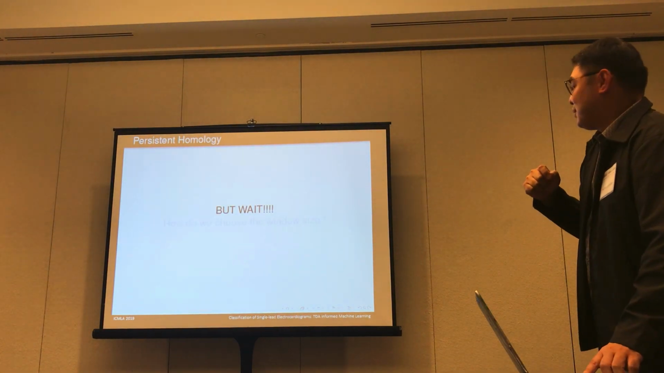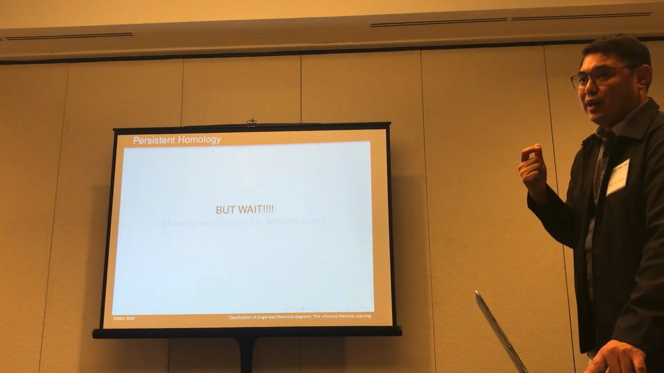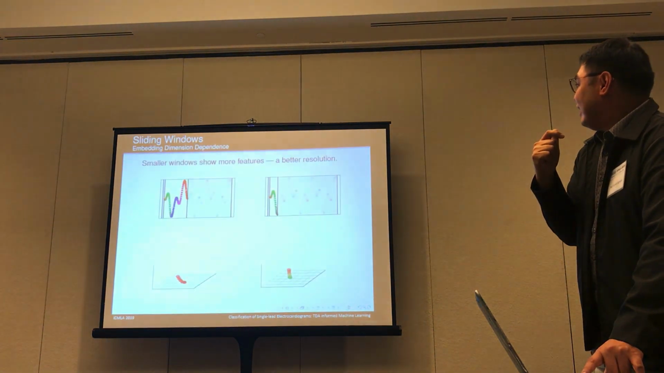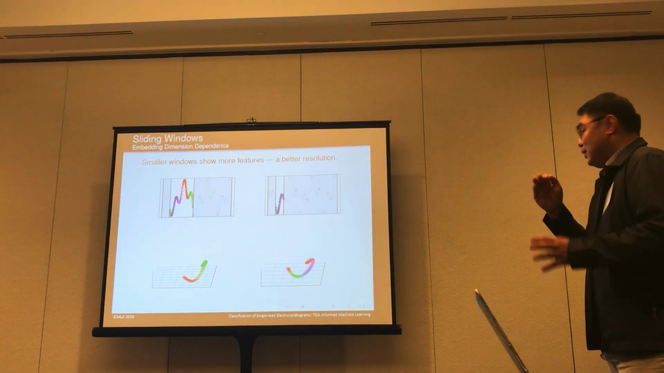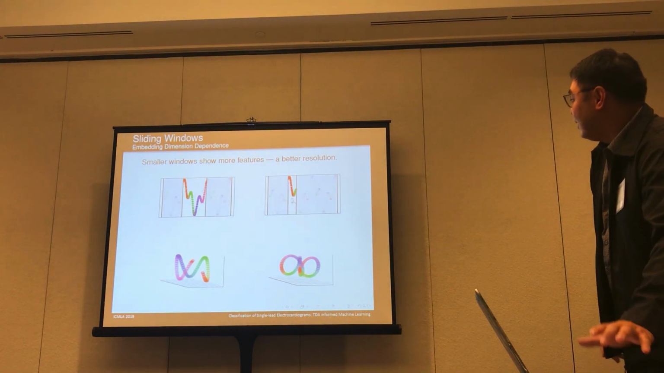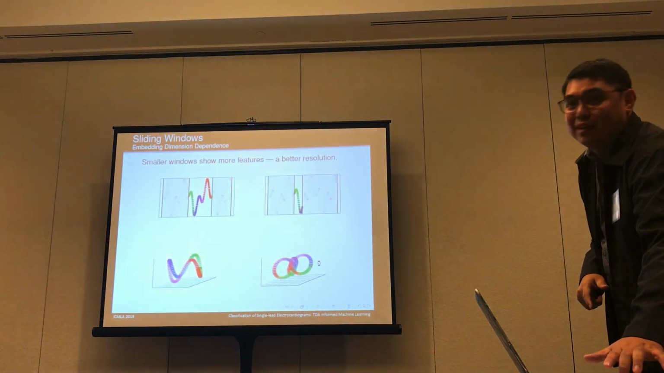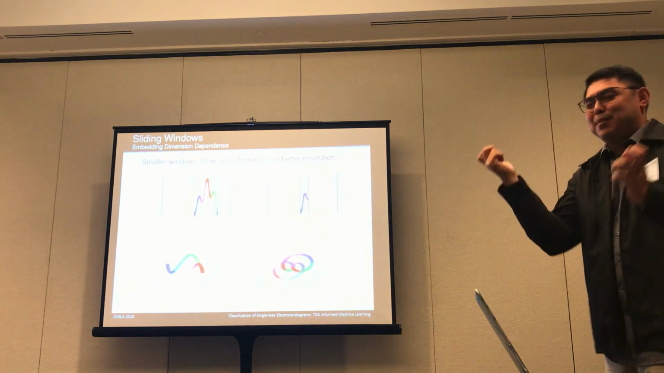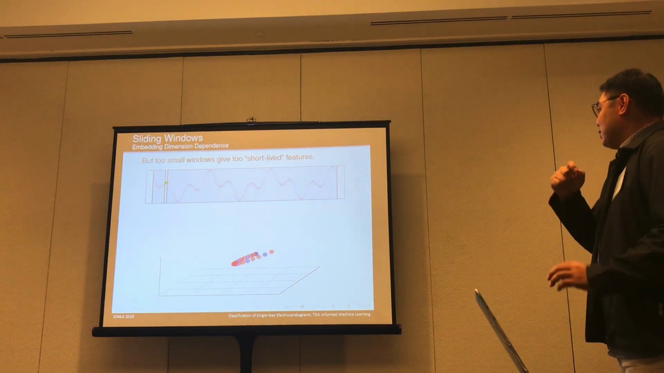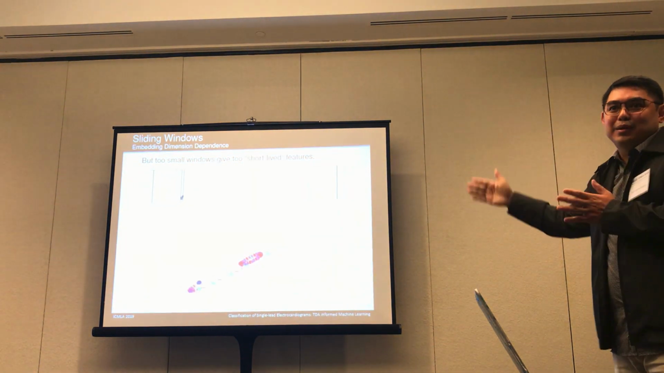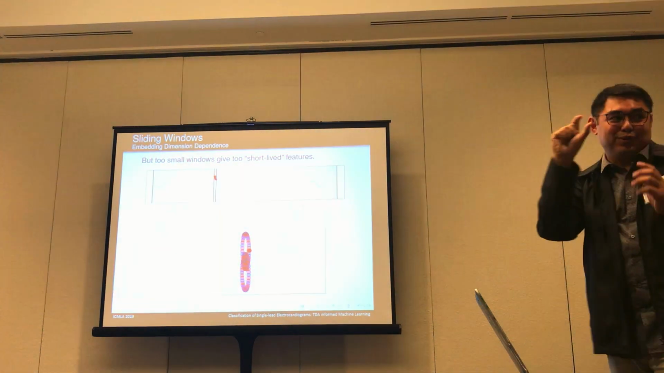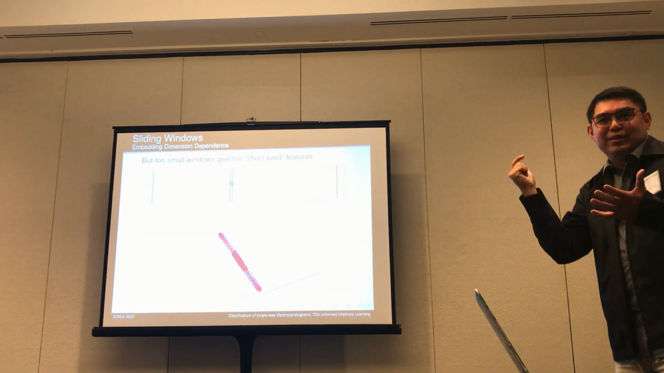But wait. The first step was to choose the window size, right? So the question is, how do we choose the window size? The problem with this strategy is that it's really dependent on the window size. If you choose a window that is smaller, then you get more features. But if it's too small, some features will be too short-lived. Remember, in the next step we want to do persistent homology, and if the window size is too small, the circles are too narrow. So we wouldn't want that.